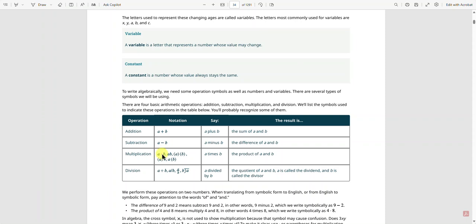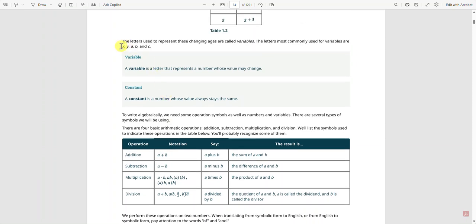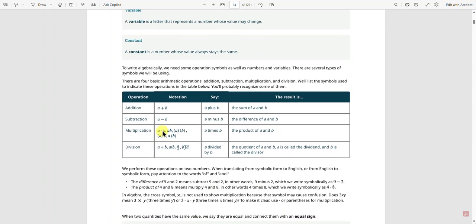The reason why is because we often use the letter X to represent a variable. And you can imagine that if we're using the letter X with the cross multiplication symbol, things could get pretty confusing. So it's better in algebra to use a dot rather than that X sign for multiplication. So A with this multiplication symbol and B is read as A times B.